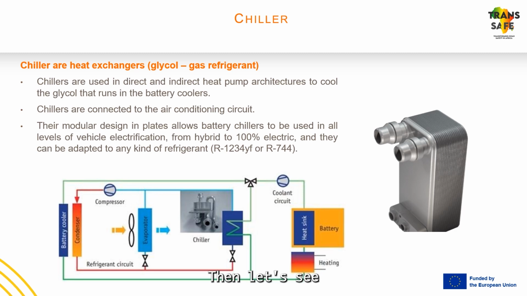And then let's see another important component that is purely mechanical. It doesn't have an energy supply, and this is the chiller. What is the chiller? It's a heat exchanger of glycol and gas refrigerant. The chillers are used in direct and indirect heat pump architectures to cool the glycol that runs into the battery coolers.